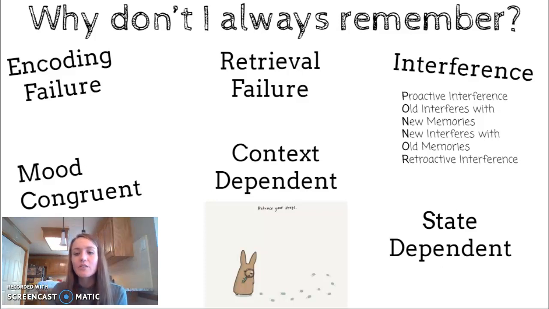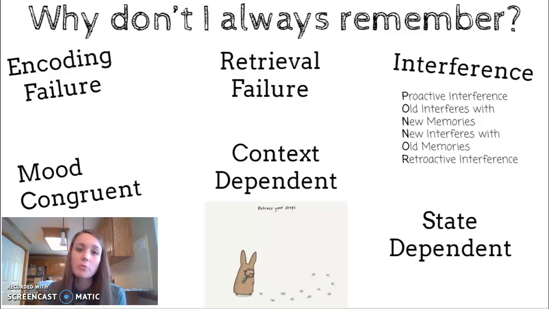Interference: there's proactive and retroactive interference. Proactive, if you can see the acronym PONE, proactive interference is when old memories interfere with new memories. So something from the past is making it hard for you to remember something recent. Retroactive interference is when new memories interfere with old memories. Something recent is making it hard for you to go back and remember something that was old information.